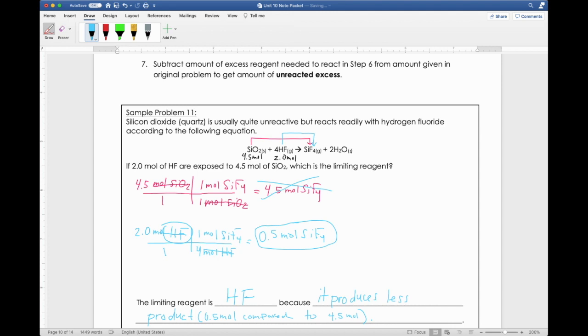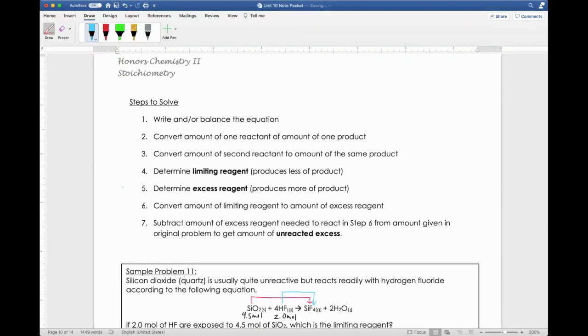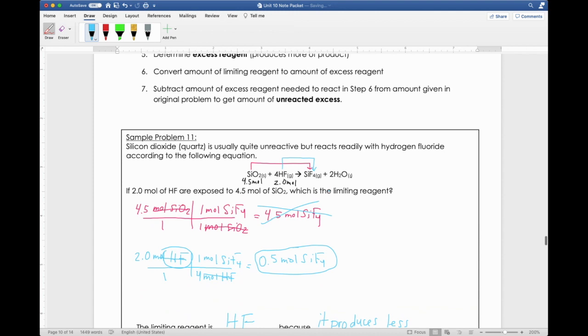The only way we can do that is by converting them to the same unit or to the same product. If I converted one to silicon tetrafluoride and the other one to water, it's like comparing apples and oranges. We have to compare it to the same unit. Now, of course, they're going to get more complex than this because there are mass problems. We didn't have to go anywhere further than this. All this question was asking for is which is the limiting reagent. We determined the limiting reagent. It produces less product. We did not have to determine the excess reagent, and we didn't have to determine unreacted excess. So we're just going to stop there for number 11.